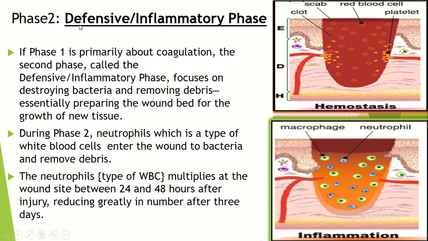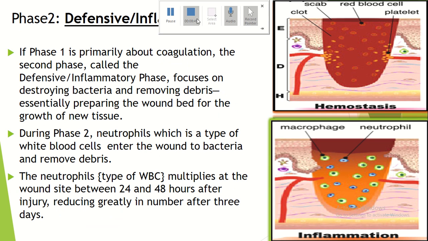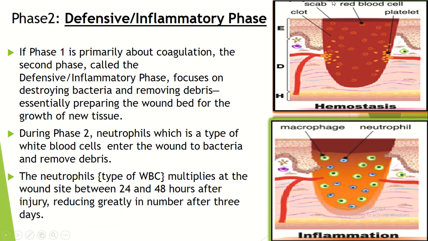So second is the defensive or inflammatory phase. As the name says, defensive is something which protects our body, and in the inflammatory phase, some inflammatory process is happening in our body. If phase 1 is primarily about coagulation, the second phase, called the defensive or inflammatory phase, focuses on destroying the bacteria and removing debris, essentially preparing the wound bed for growth of new tissue.